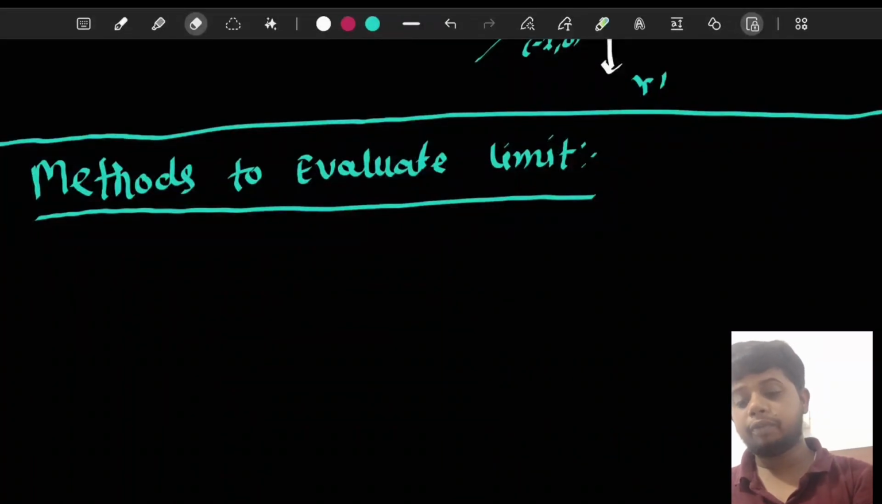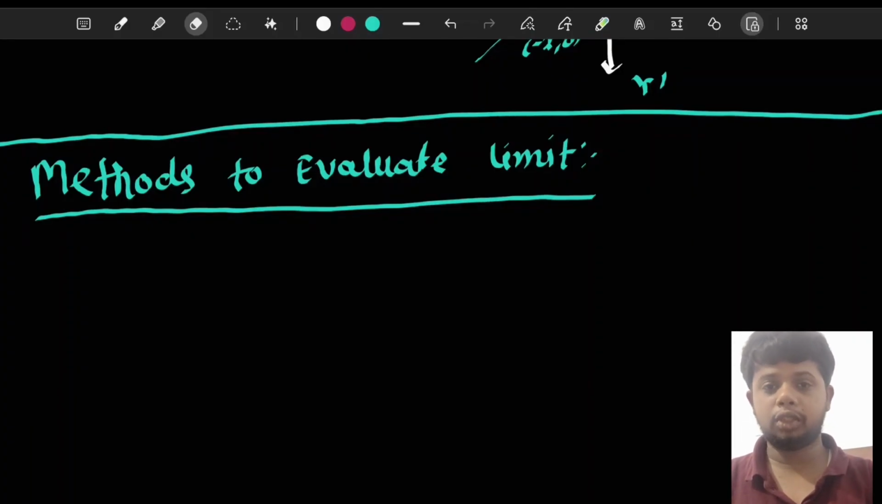In the previous lecture, we discussed the definition of limit, indeterminate forms, and determinate forms, and I told you 7 types of indeterminate forms are there. First is 0 by 0, 0 into infinity, infinity minus infinity, infinity by infinity. These are called algebraic indeterminate forms. And 0 power 0, infinity power 0, and 1 power plus minus infinity are called exponential indeterminate forms.